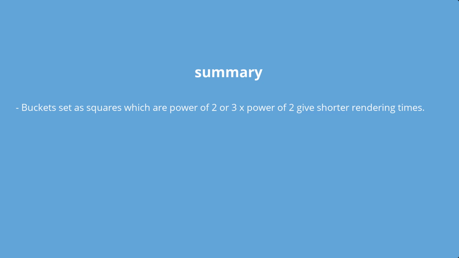I will summarize this part of the tutorial. It's better to use buckets set as a power of 2 or 3 times a power of 2 and with uniform width and height because it results with better rendering times. When it comes to the bucket sequences, the triangulation and Hilbert curve proved to be the fastest. Other ones have their advantages but were slower.